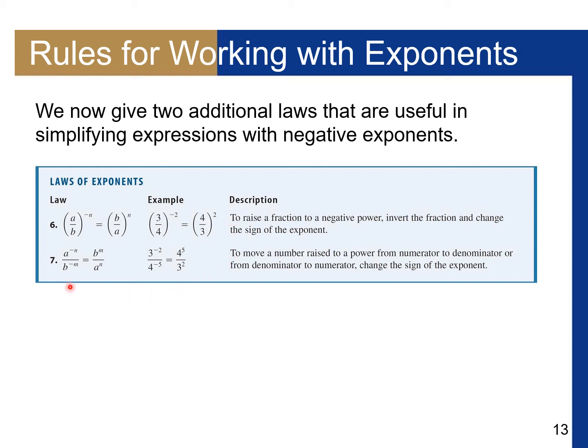Here we also have one where we have negative n on the top, negative m on the bottom. We're just going to reverse these two, put this on the bottom, put this on the top, and that way we will have 4 to the 5th on the top, 3 to the 2nd on the bottom, and of course you would simplify it more from there.